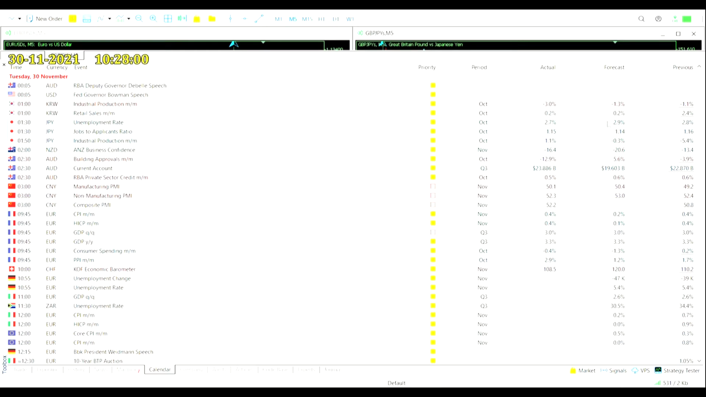Let's go to the Swedish Economic Barometer. That came in around about 30 minutes ago at 10 o'clock. 108.5 actual against a 120 forecast. Even though it's a miss, it shouldn't worry them too much.